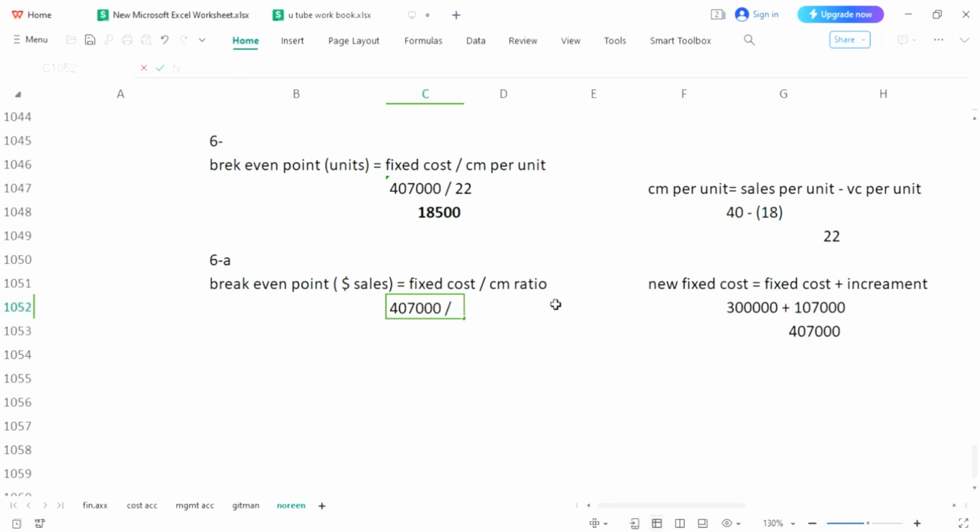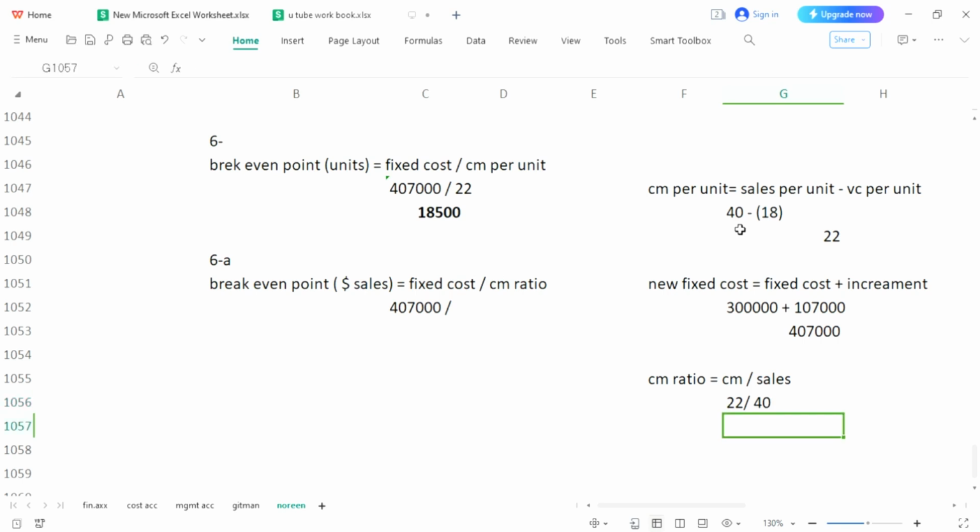Which was calculated over here, old and new, and then you need to divide it with CM ratio. How do you calculate CM ratio? Here we can see CM ratio would be calculated by dividing CM over sales. CM, here it is calculated 22, and it would be divided by sales. And how much is sales? 40 again for this question as well. Calculate CM ratio: 22 divided by 40. We need this CM ratio in terms of times, that is 0.55.